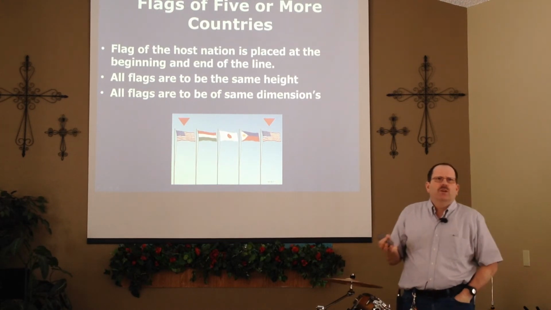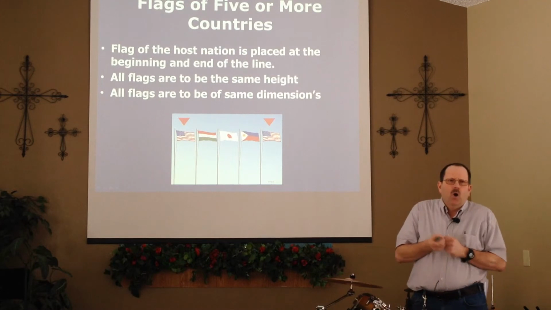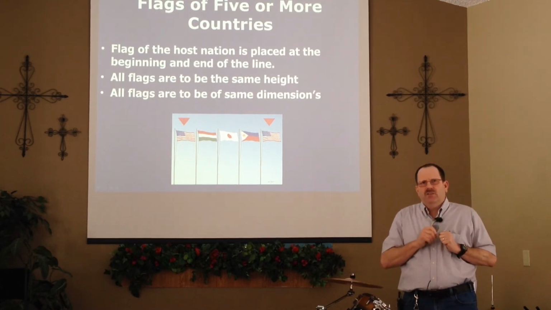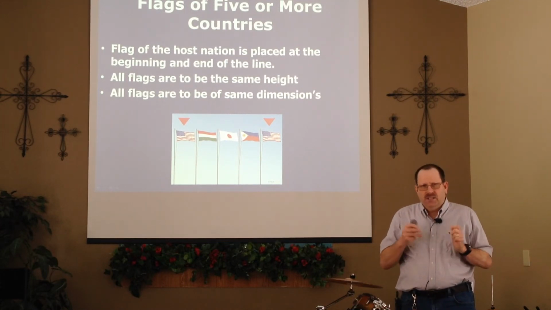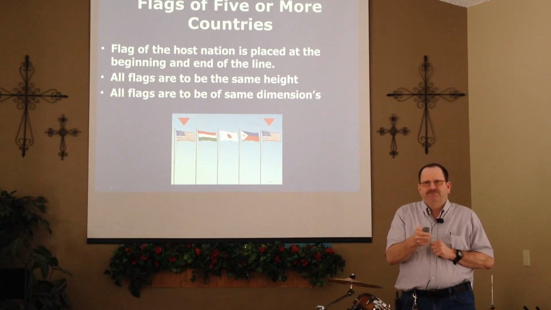When you've got 5 or more countries displayed, a good example of this would be the United Nations, the hosting country or the hosting entity's flag has to be both at the beginning and the end, and all the other flags in between are once again in alphabetical order, and once again they're the same height, and once again they're the same size.